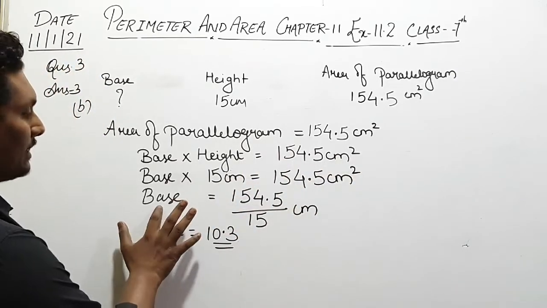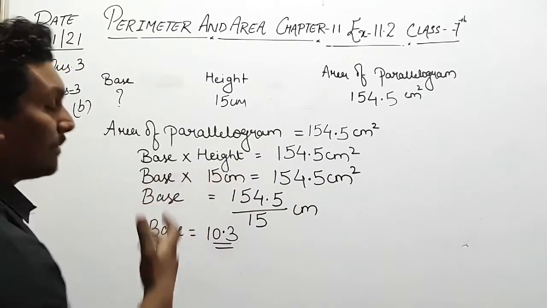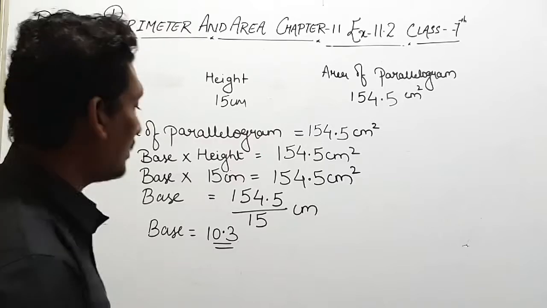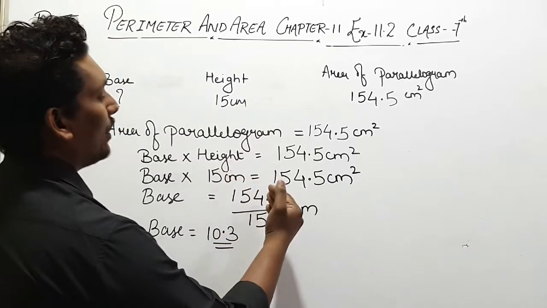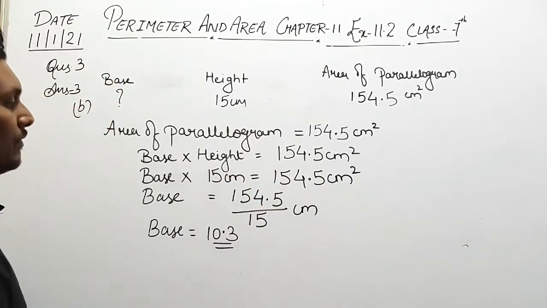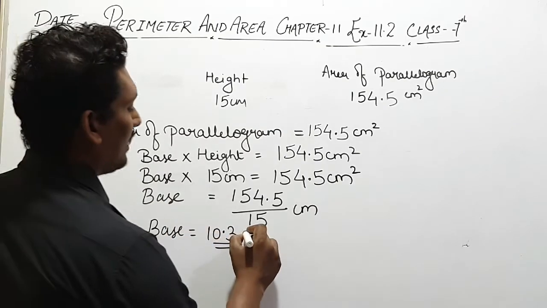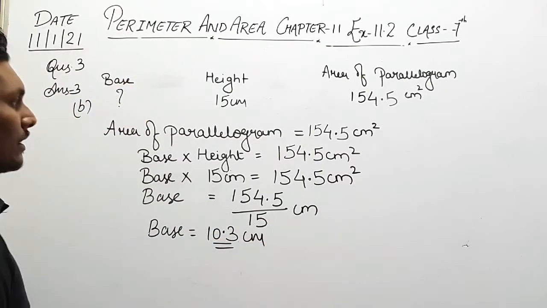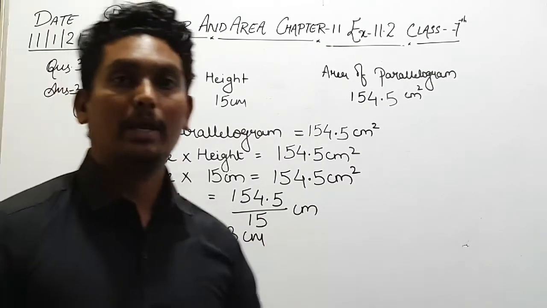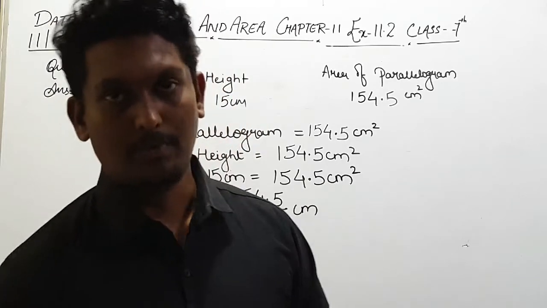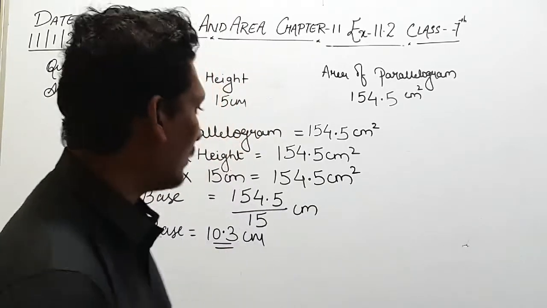For finding the base, since here it is a multiplication, we have to do the division. So 154.5 divided by 15. When you divide it, you will get base 10.3 centimeter. Okay. So A and B I have done. C and D is homework for you.